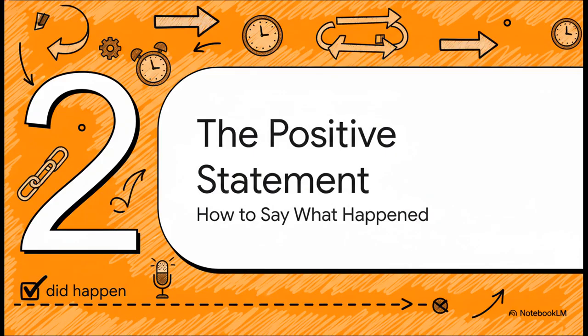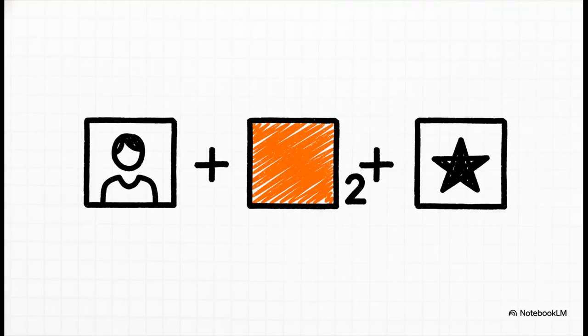So how do we actually build these sentences? Let's start with the most common one, the positive statement. This is how you tell people what did happen. Okay, here's the basic blueprint, and it's so simple. You start with your subject, I, he, they. Then you add the past tense version of the verb. We'll just call it verb 2. Finish it off with your object, and you're golden.